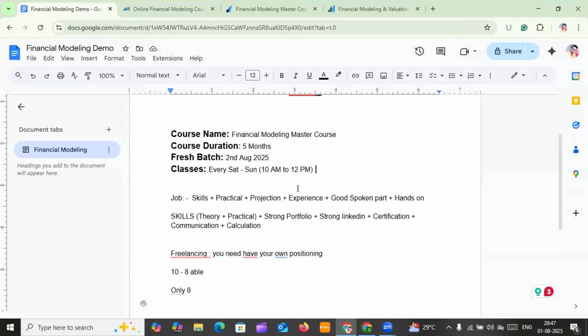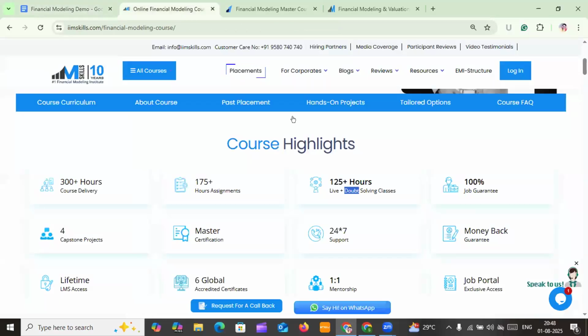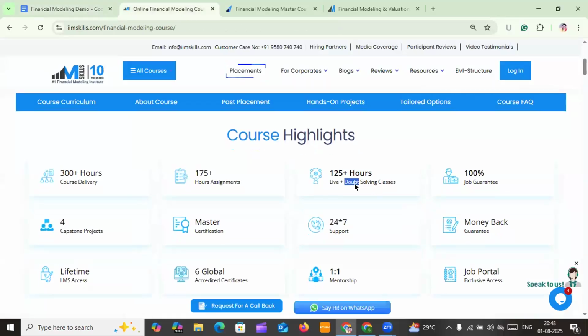Other than these classes, you will have some doubt clearing sessions as well, only on the weekends. In the evening hours, you will always receive a notification over email that there is a doubt clearing session for X module, for Y module. So you will attend more than 125 hours of classes in total within 5 months. And whatever you learn within these 125 hours of classes, you have to work on real-time projects or assignments that we will provide you. This will consume more than 175 hours.